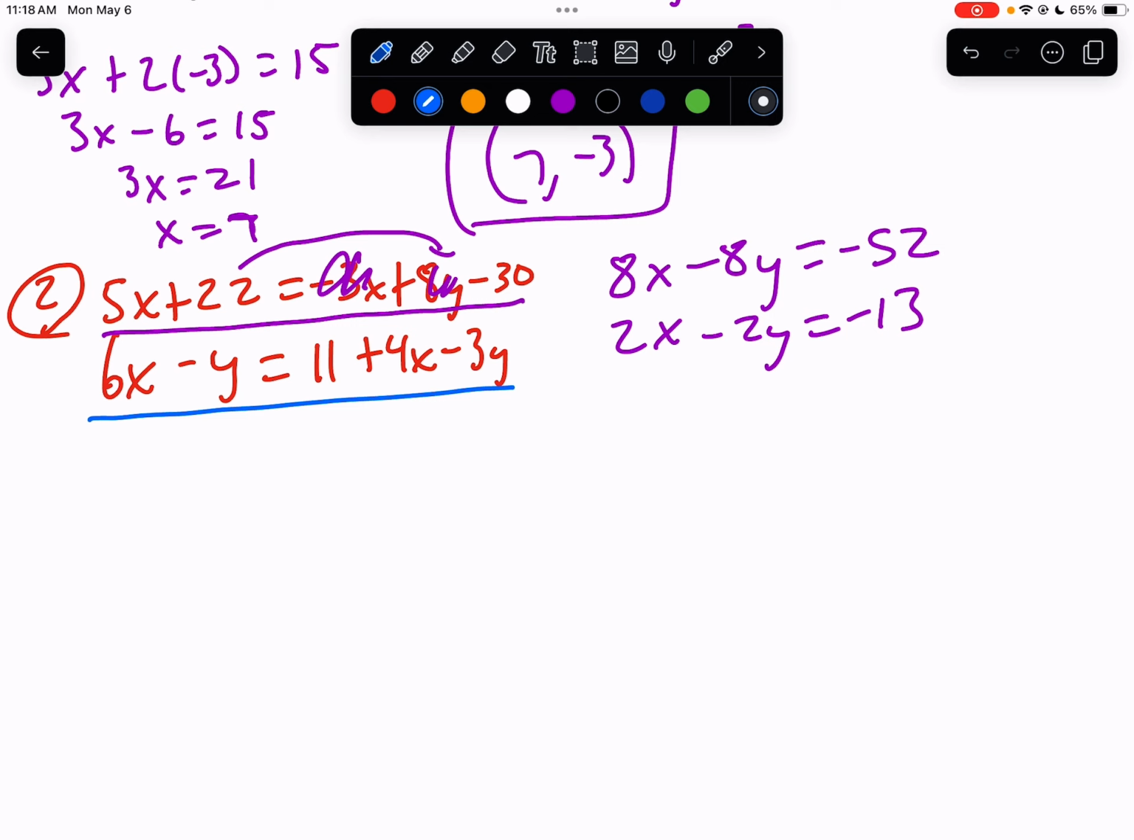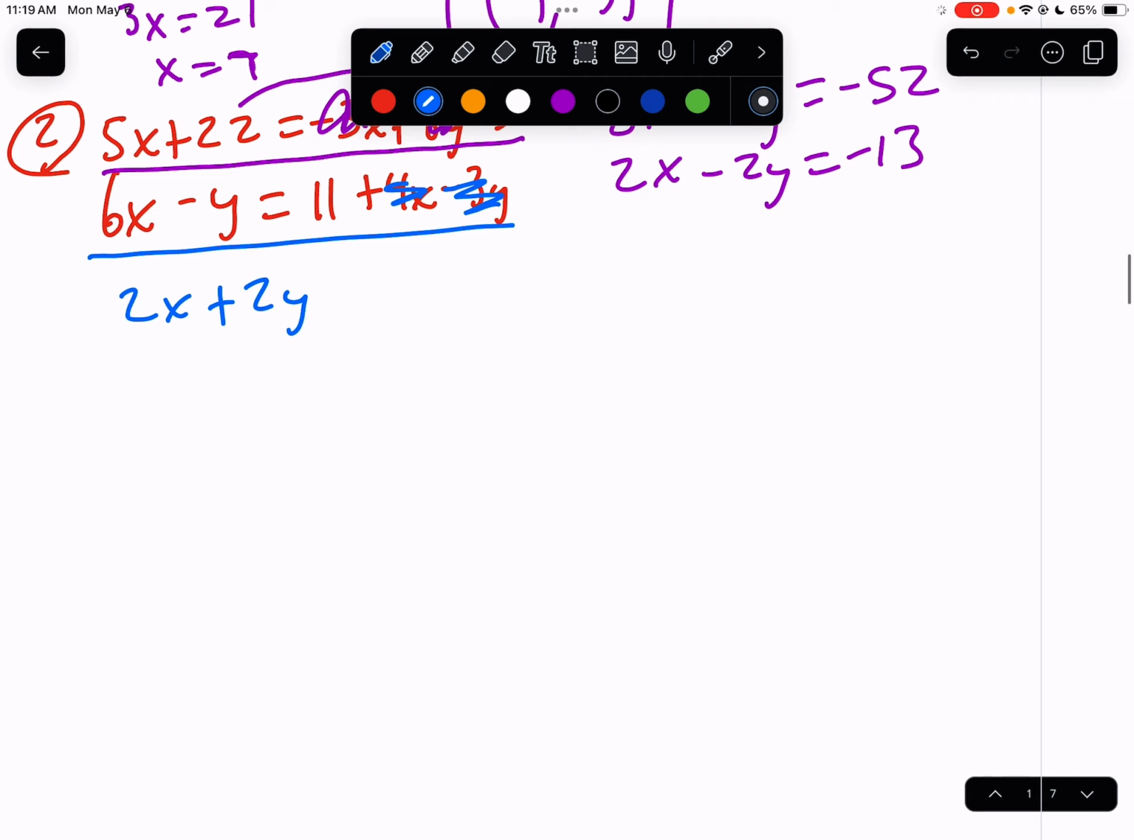All right, this equation, same idea. I'm going to keep x positive, so I'm going to subtract 4x. That would make me have 2x, so that's gone. I am going to add 3y. That would give me 2y, so that's gone. And then I would leave the 11 alone.